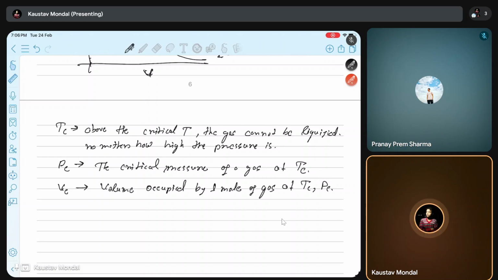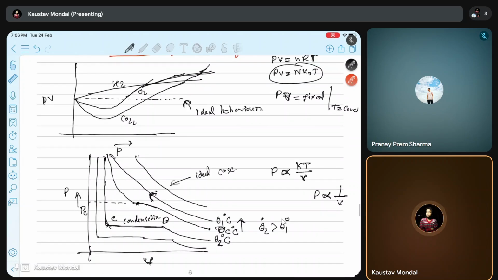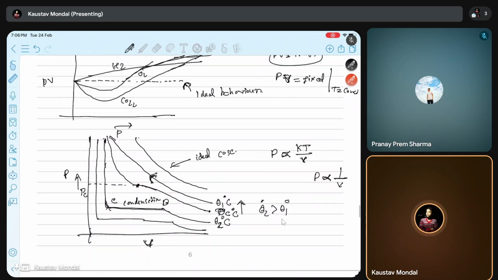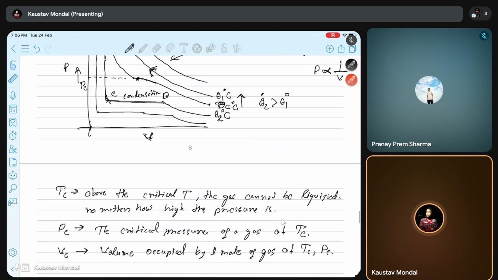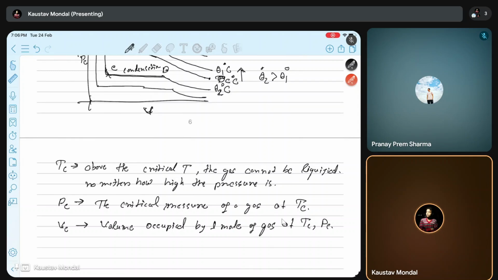So these are some of the properties of real gases, where the PV diagram deviates from ideal behavior. Also, if you decrease the temperature and increase the pressure, after a particular critical temperature, increasing the pressure results in condensation of the gas. To characterize that, we have defined these quantities: critical temperature, critical pressure, and critical volume.